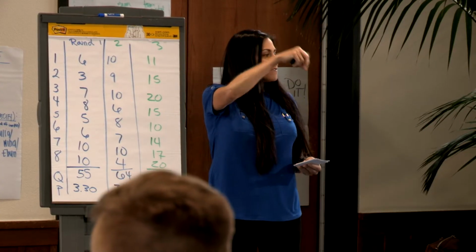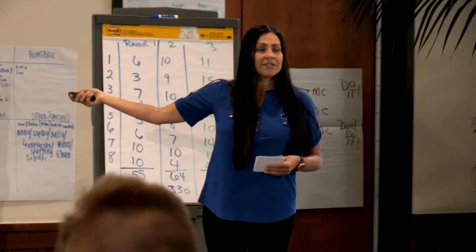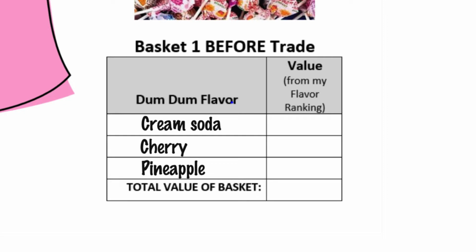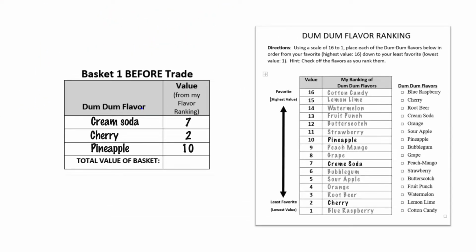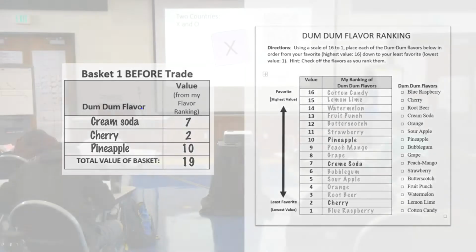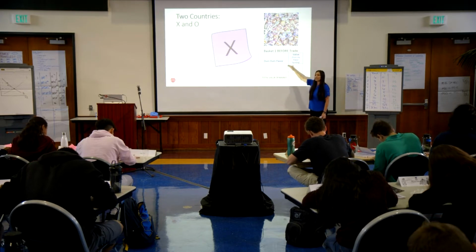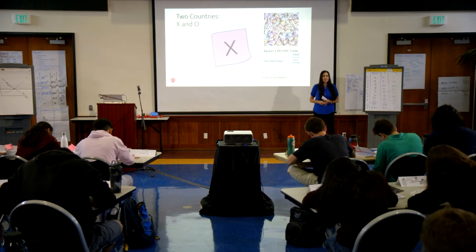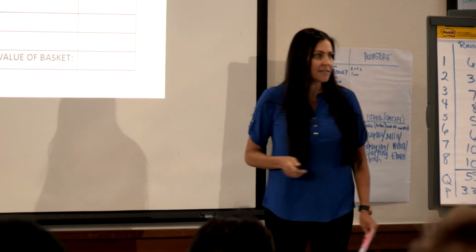The little bag of lollipops that you were given is your basket 1 of lollipops. I want you to write the 3 flavors that you were given right here on these lines. So if you had a cream soda, cherry, and a pineapple, you would write those 3 flavors here. And then from the other side, you're going to copy over the value from your flavor ranking. So if cherry was a 2 for you, you would write cherry and a number 2. Maybe cotton candy was your favorite, so cotton candy and a 16. So take the 3 that you have in your basket, write them out, copy the rankings from the other side, the 1 through 16s, and then come up with a total value for all of the basket.